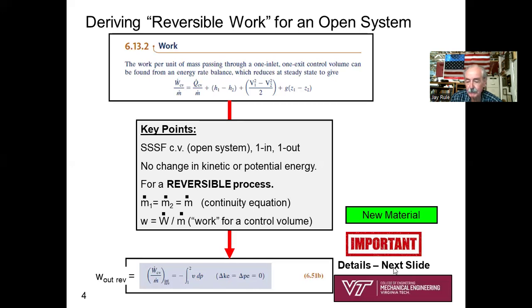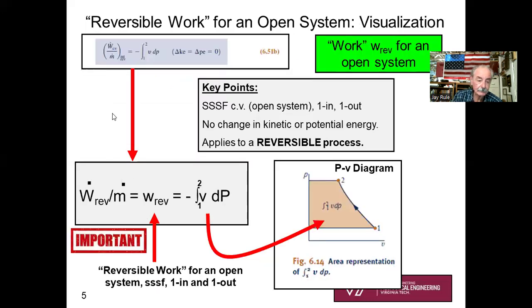This is so important, I'm going to blow that up and make it bigger on the next slide. So I have made your textbook screenshot bigger. This work has to do with W rev, which is this term here. So I've written it out. W dot reversible divided by m dot equals little w, the reversible work for an open system, steady state, steady flow, one in, one out, equals minus the integral of V dP.